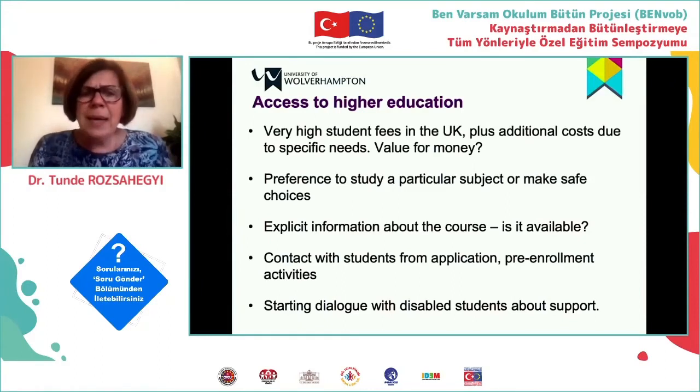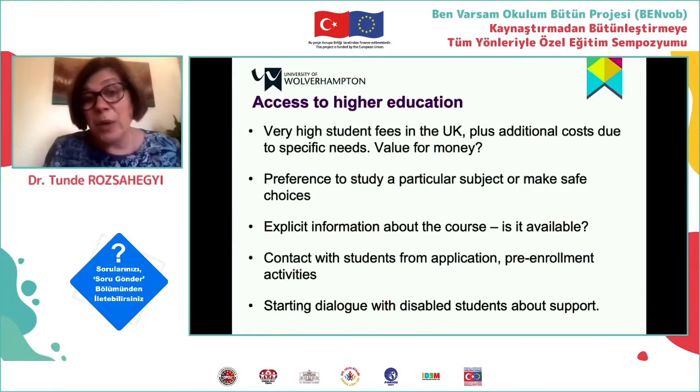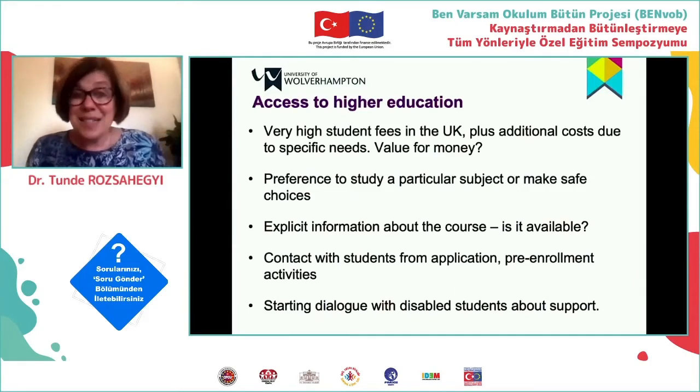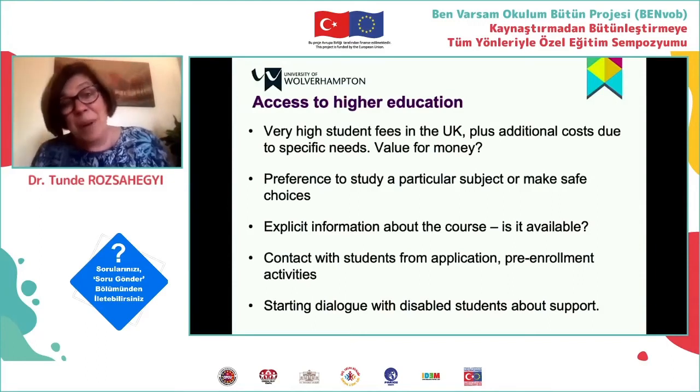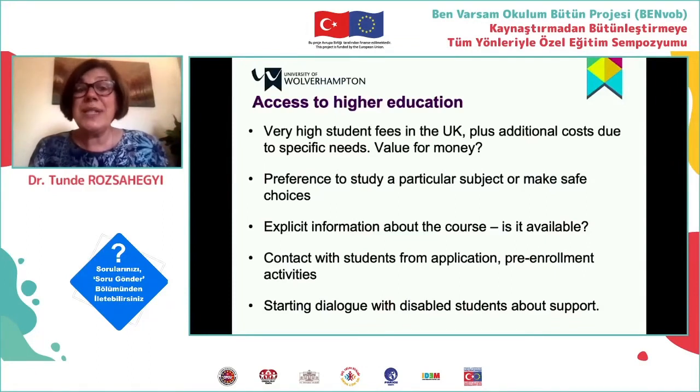The second very important issue we noticed with disabled applicants is that students have a dilemma about what they should study at university. Very often they don't select or apply for a course which is their subject interest, but they apply for something where they feel more reassured that they will be supported, they will succeed with their studies, and they will complete their degree.